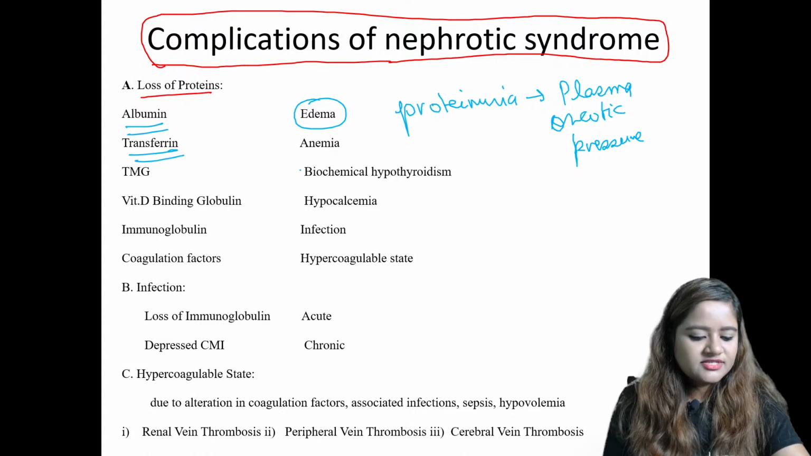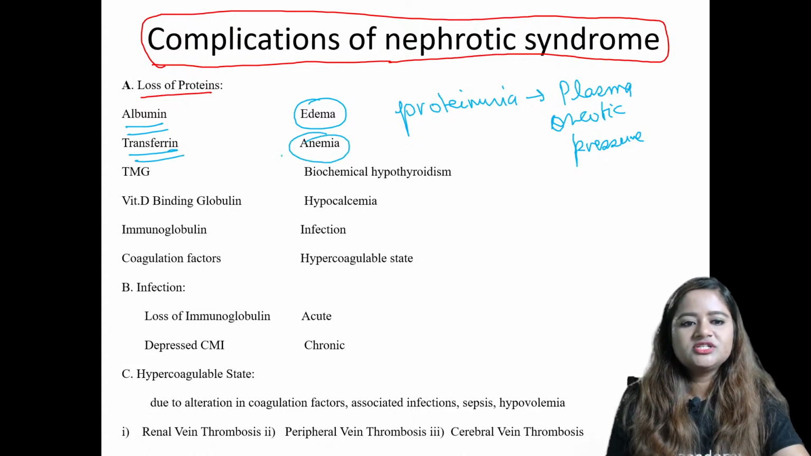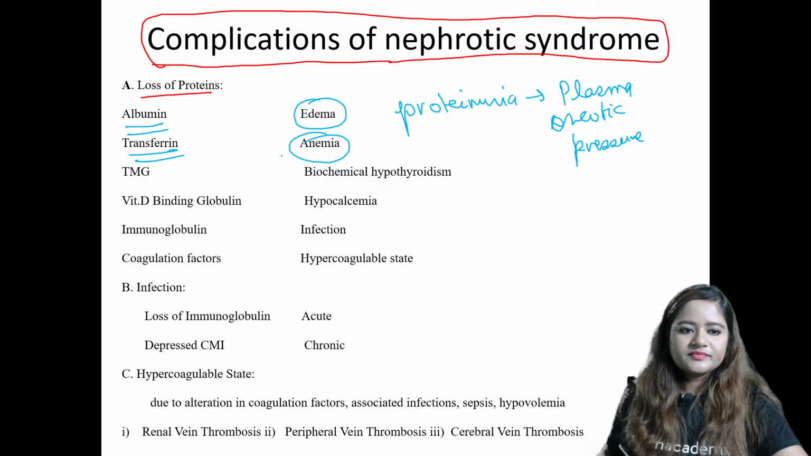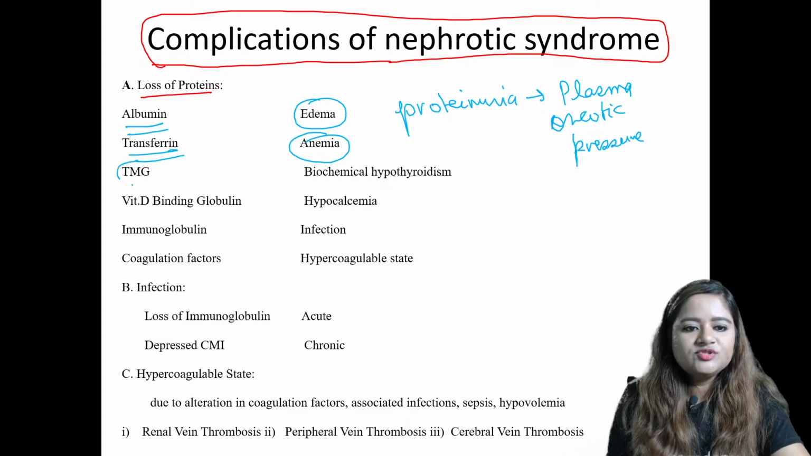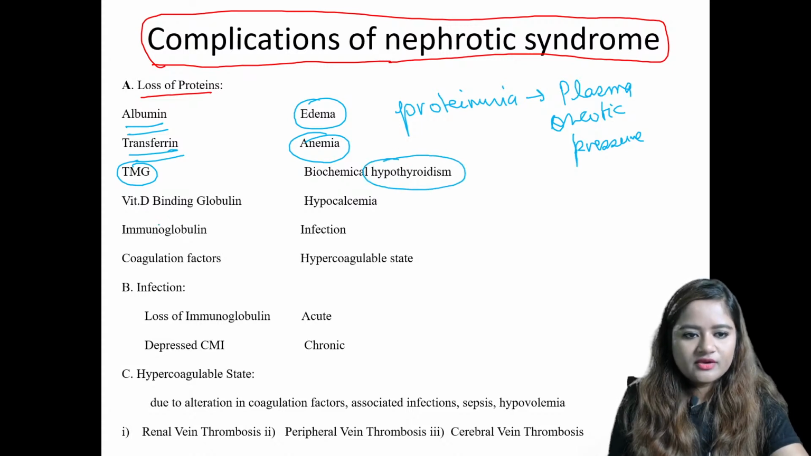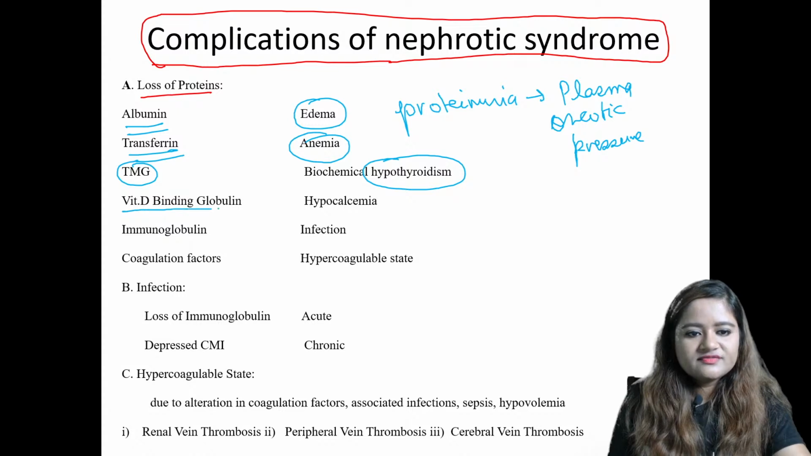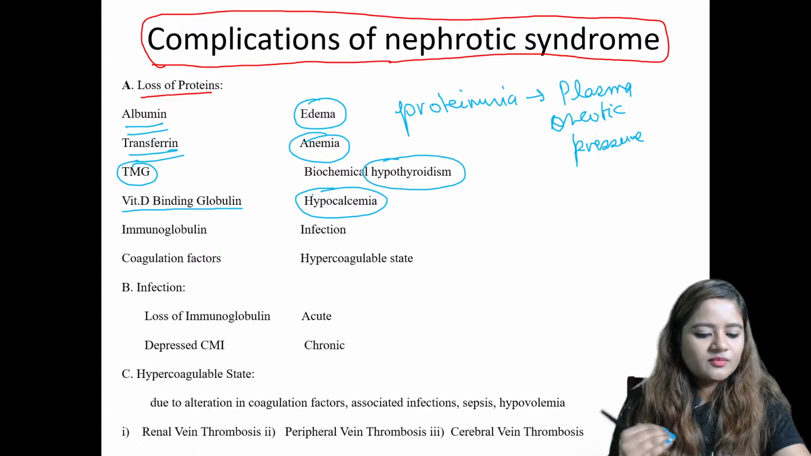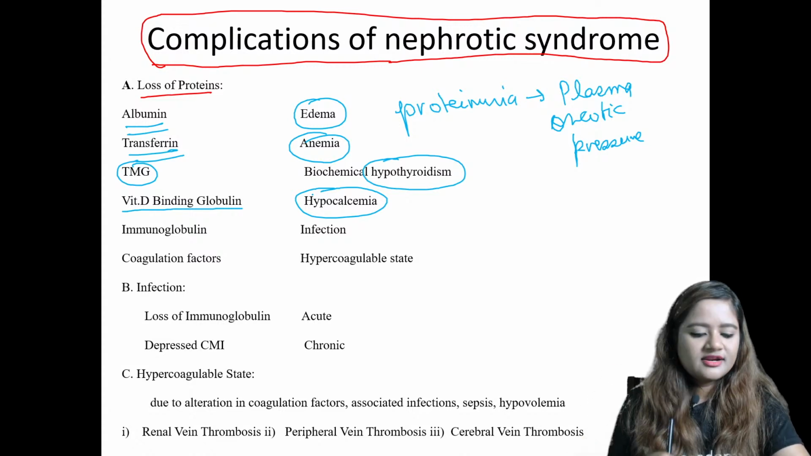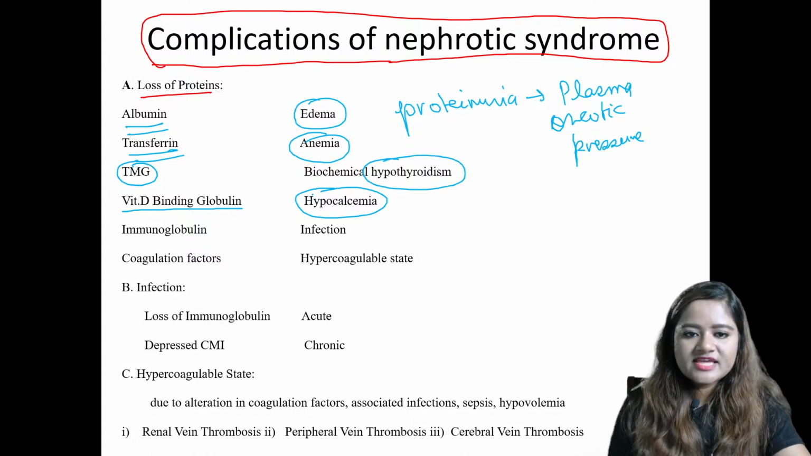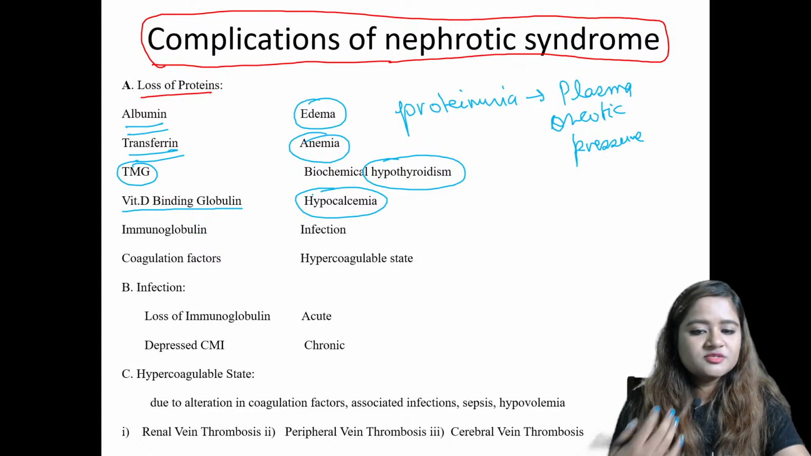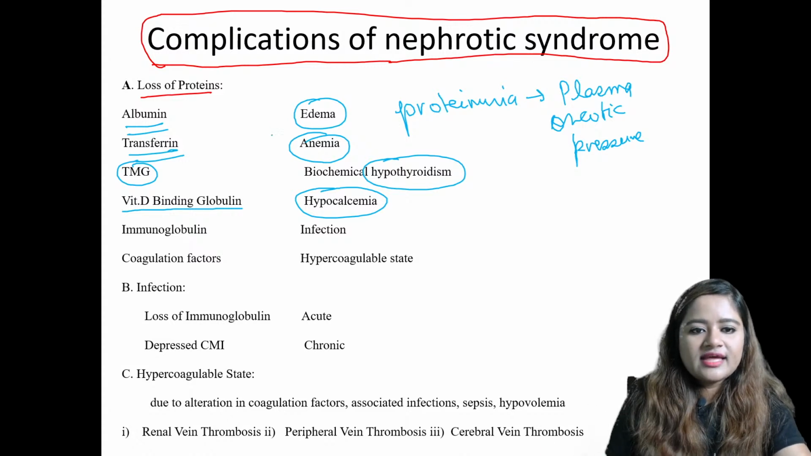Transferrin can also get lost. So because of transferrin loss the patient can go into anemia. Then thyroxine binding globulin is also getting lost, because of which the patient can have features of hypothyroidism. Other proteins, that is vitamin D binding globulin, are lost because of which there can be problems of hypocalcemia. Everything decreases in the body. Why is it decreasing? Because these are important proteins in our body, through whose binding enzymes act and transportation occurs; all of them are getting lost due to increased permeability of the capillaries.